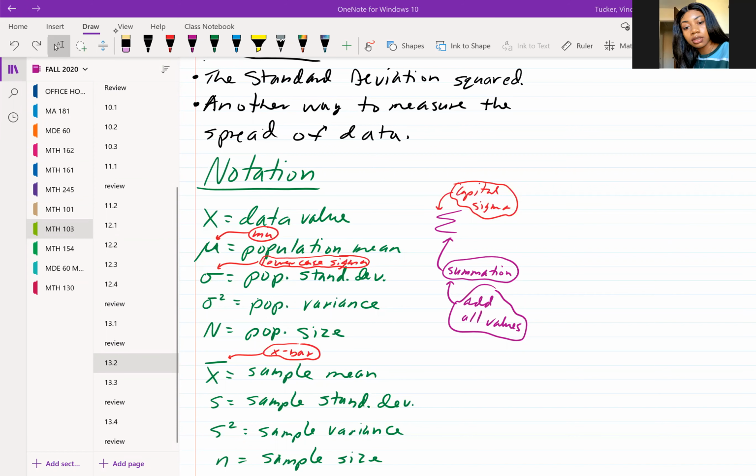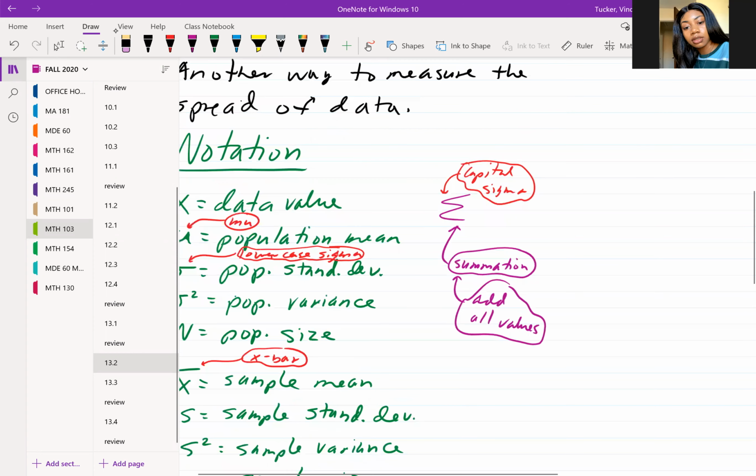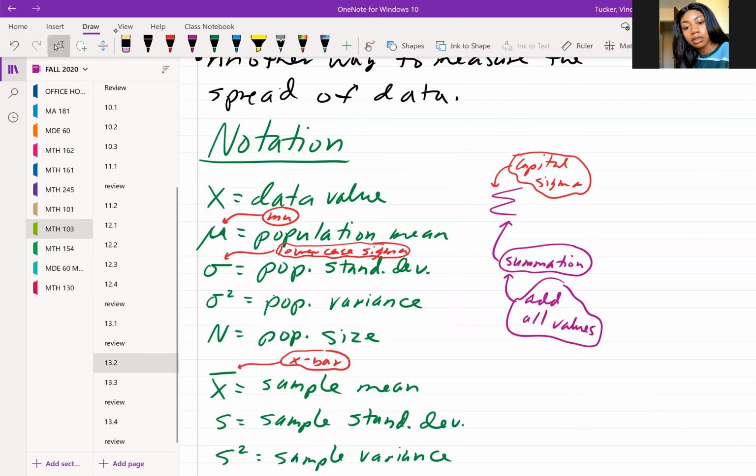Under the letter M, is that an O? Under the letter M, are you talking about right here, in the notation? That's going to be the Greek letter mu. And that is your lowercase sigma. Both of those are Greek letters. Okay.